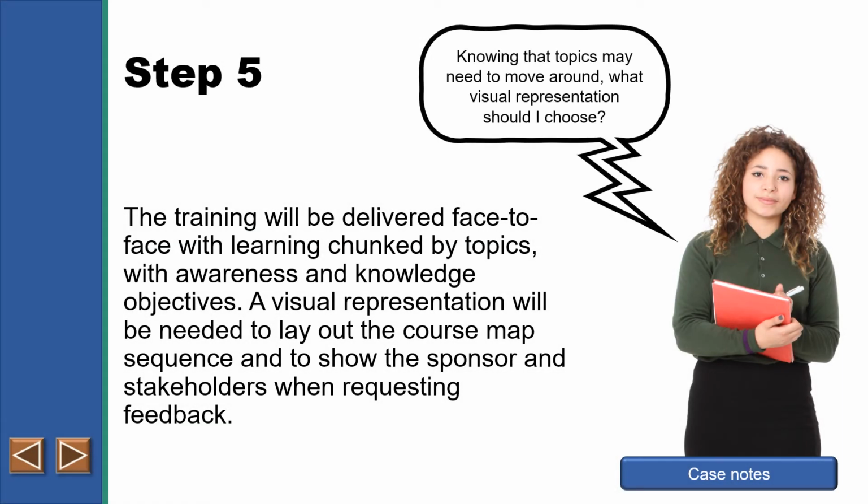Welcome back for steps 5 and 6, and this is where we'll finish up the case. The training will be delivered face-to-face with learning chunked by topics with awareness and knowledge objectives. A visual representation will be needed to lay out the course map sequence and to show the sponsor and stakeholders when requesting feedback. Knowing that topics may need to move around, what visual representation should I choose?